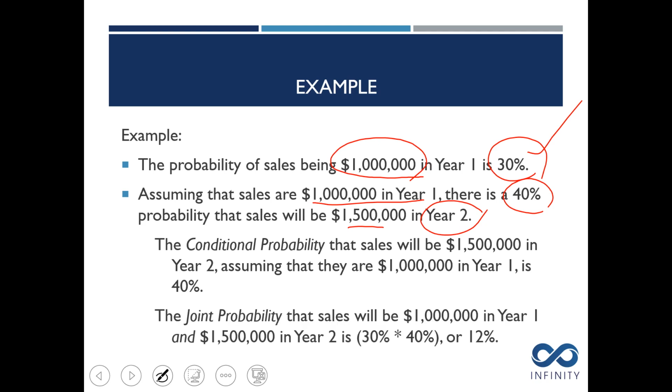It is going to be the probability of both multiplied with each other. So 30% multiplied by 40%, or we can say there is a 12% chance that your sale is going to be 1 million in the first year and 1.5 million in the second year. So this is what we call conditional probability: the probability of an event happening given the first event has already occurred.